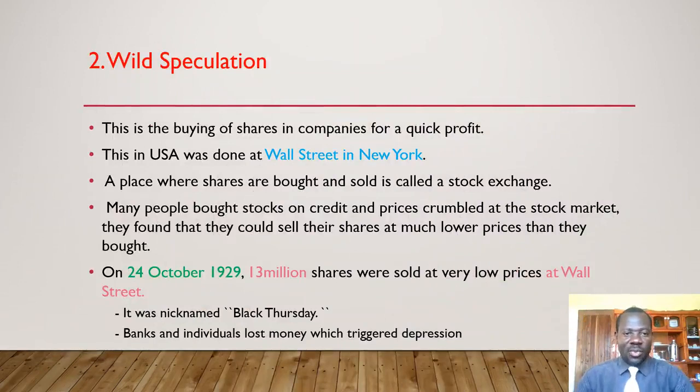The other thing was wild speculation. By wild speculation, we mean the buying and selling of shares in companies for a quick profit. So people were buying and selling the shares for a quick profit. In the USA, this was done at Wall Street in New York. That's where the buying of shares in companies was done. The place where shares are bought and sold is called the stock exchange.